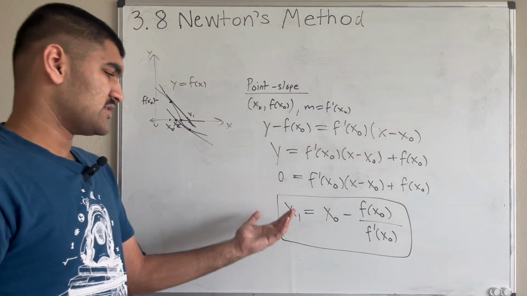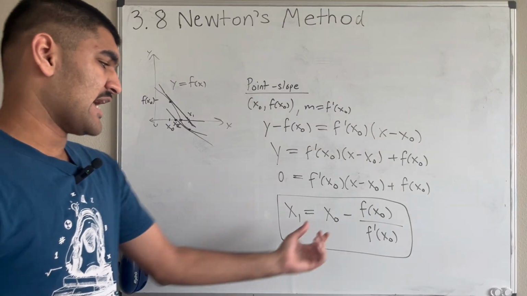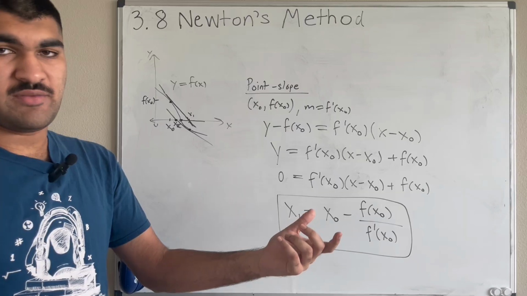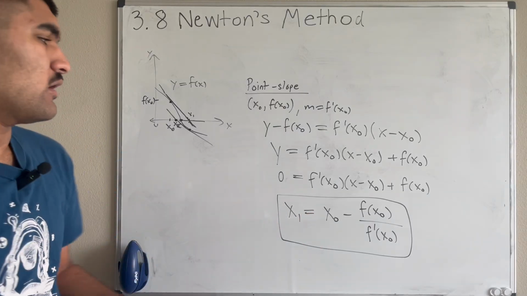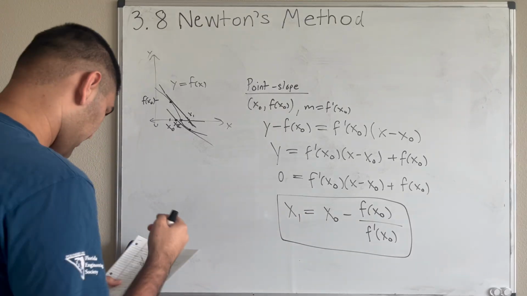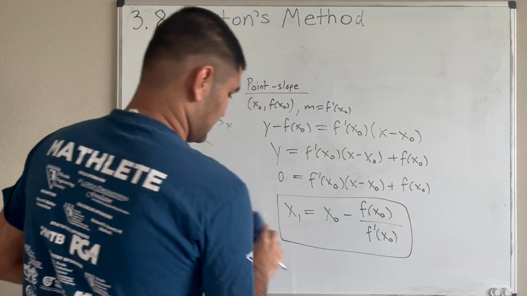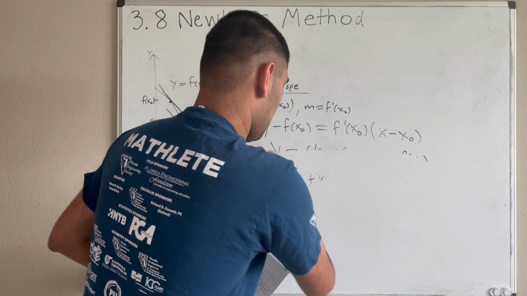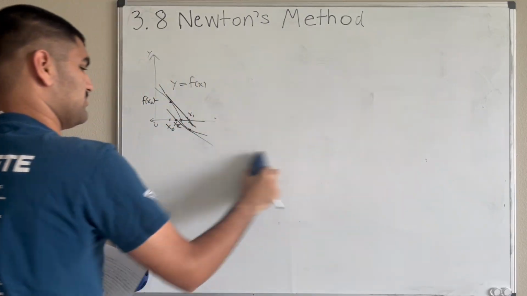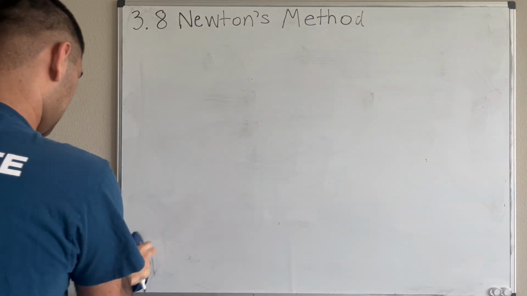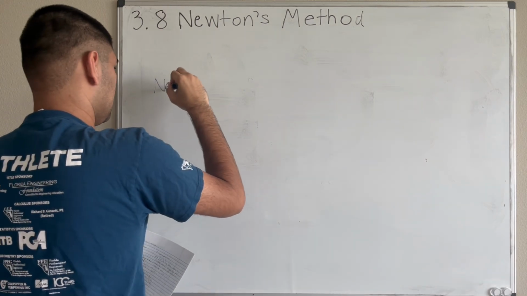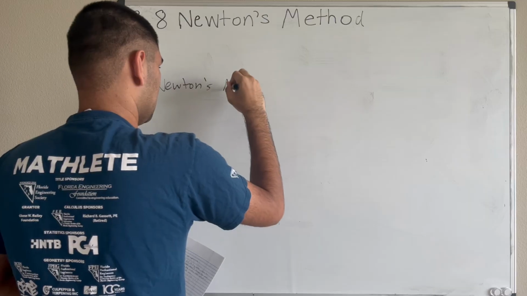And so then we can generalize this to where if we're given any xn, we can find the next x, so xn plus 1. All right, and so that's basically what Newton's method is. It's just like generalizing this formula. So let's go ahead and explain what Newton's method is now. Okay, so Newton's method.